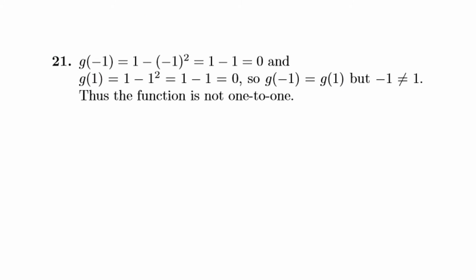Well, g of minus 1 gives you the same value as g of 1. So we have g of minus 1 is equal to g of 1, but minus 1 does not equal 1. That means it's not one-to-one. Both 1 and minus 1 are mapped to 0.